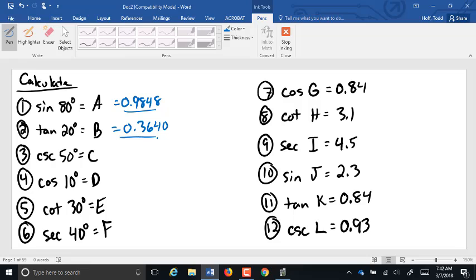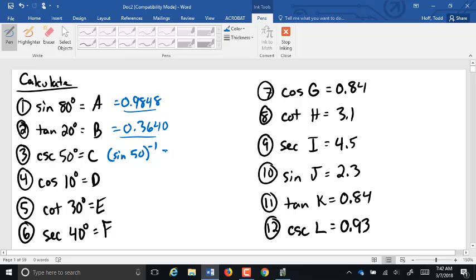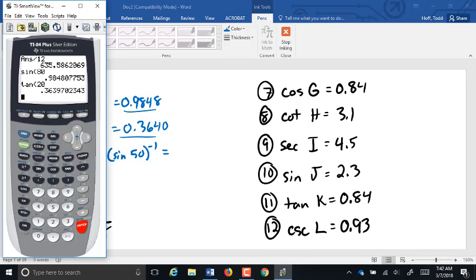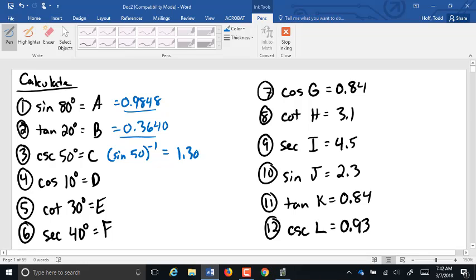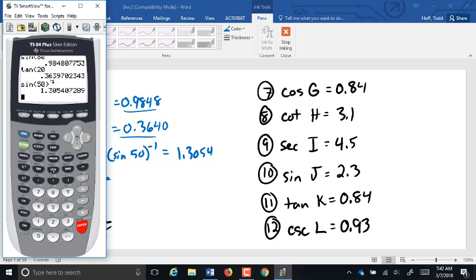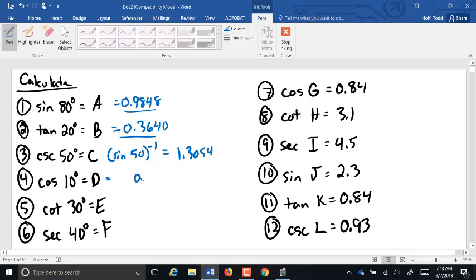Cosecant uses sine. So it's sine of 50, then x negative 1. Yes, 1.3054. Cosine of 10 degrees. Well, that's just the cosine in 10. 9848, you got it.